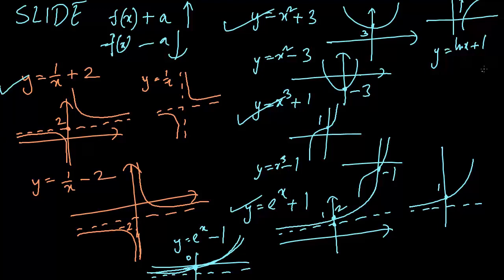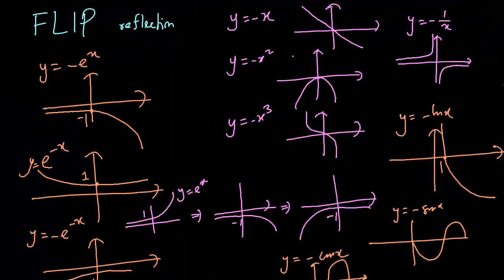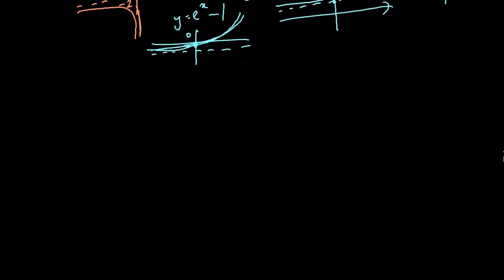Now there's another type of slide. So far I showed you a vertical slide. There's a horizontal slide over here, like this.